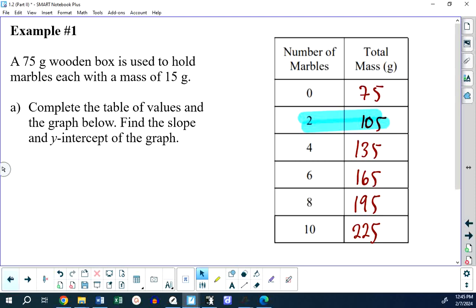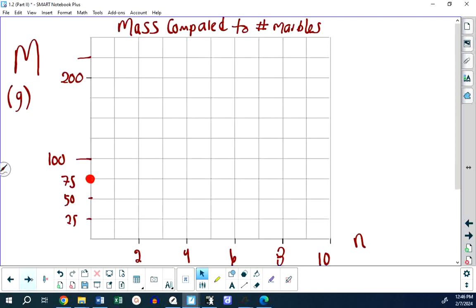So now I want you to continue to look down the list and find a second point that we can plot precisely. I think it's the last one, right? Everything else is like 135 grams, 165. Now, it doesn't always work out nicely that you have 2 points, but we do here. So we can plot 10 marbles is 225. And then we can take a ruler, and I apologize, I forgot to hand out the rulers. We can take a ruler, and we can draw a line.